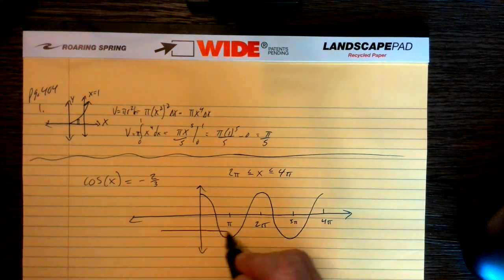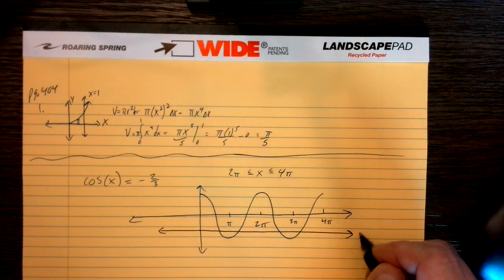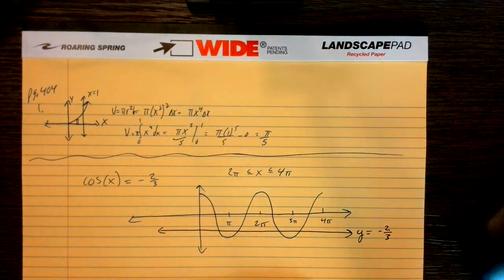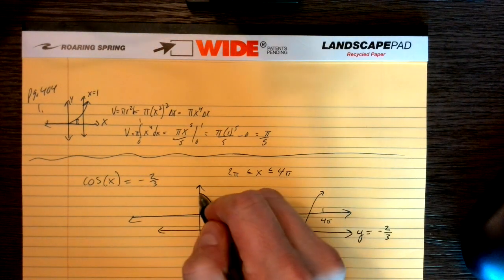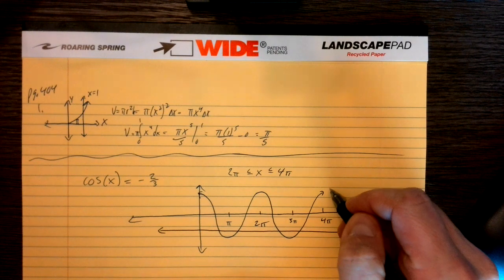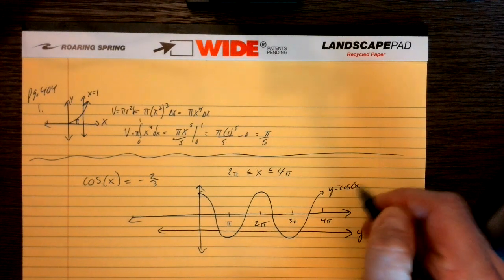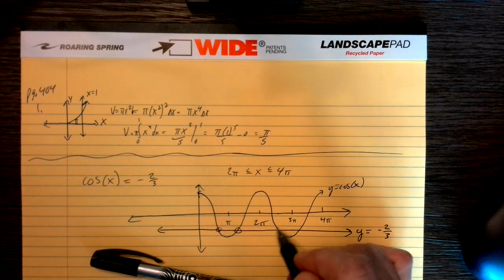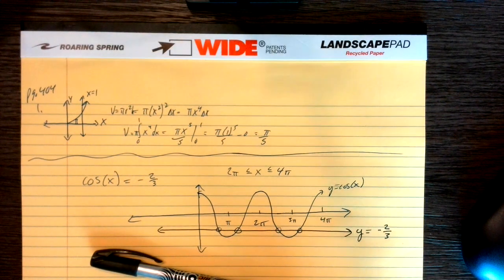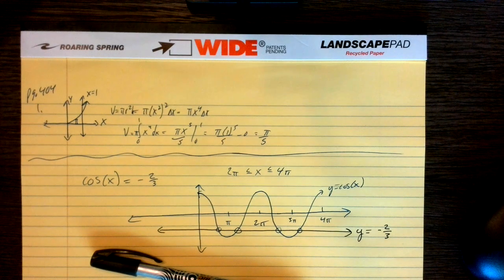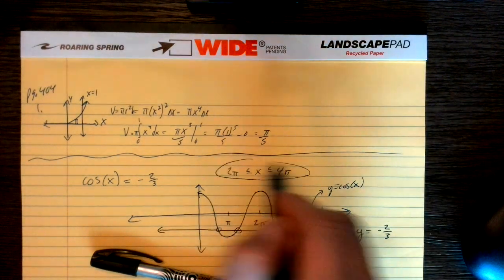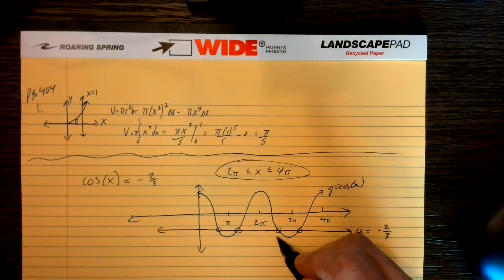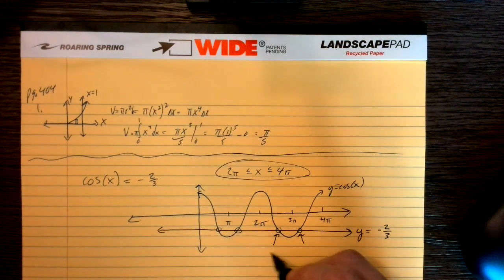Cosine x equals negative 2/3. I'm going to draw in that line. Or actually, I already drew in the cosine. I'm going to just draw in the y equals negative 2/3. And we're looking for intersection points. So we're looking for this guy, this guy, this guy, this guy, and you can see that there's an absolute million of them if we kept on going, but we're only looking for this interval right here. So we want basically this one and that one.